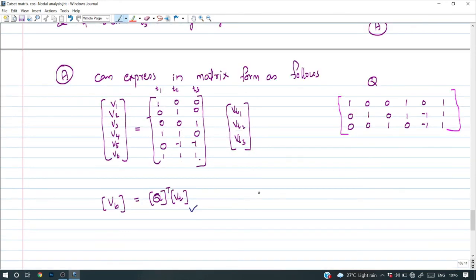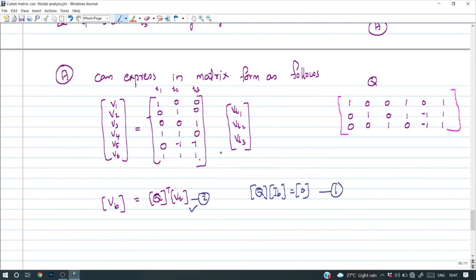So the two relations which we got from this discussion are, one, the Q matrix, the fundamental cut-set matrix, into branch current matrix gives a null matrix. This is the KCL equation at each cut set. This is the first equation which we got in this discussion. The second relation is that branch voltage can be related to tree voltage in terms of the Q matrix: Q transpose into peak voltage gives branch voltage. So these are the two relations which we got in this discussion.